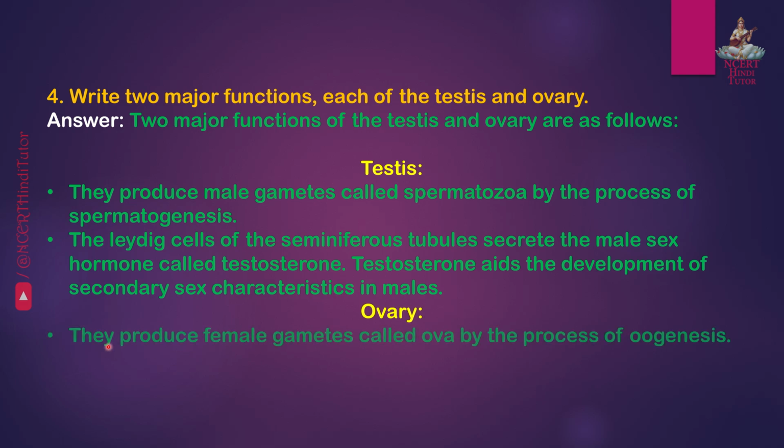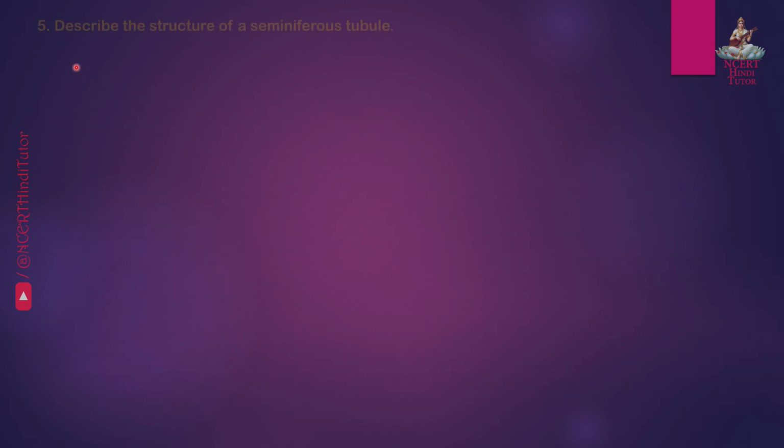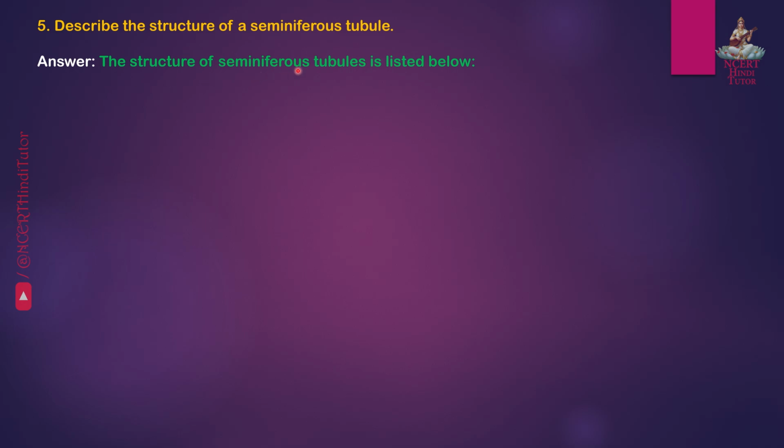Next, ovary. They produce female gametes called ova by the process of oogenesis. The growing Graafian follicles secrete the female sex hormone called estrogen. Estrogen aids the development of secondary sex characteristics in females. Question 5. Describe the structure of a seminiferous tubule. Answer. The structure of seminiferous tubules is listed below.